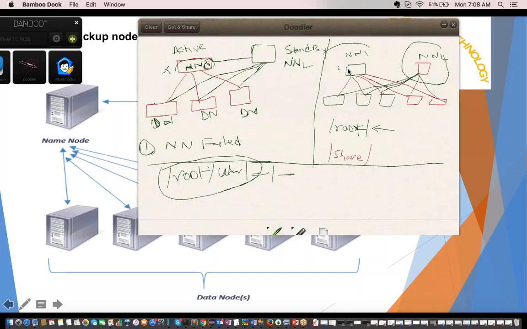Is this clear, guys, or is it confusing? Okay, I'll repeat it.